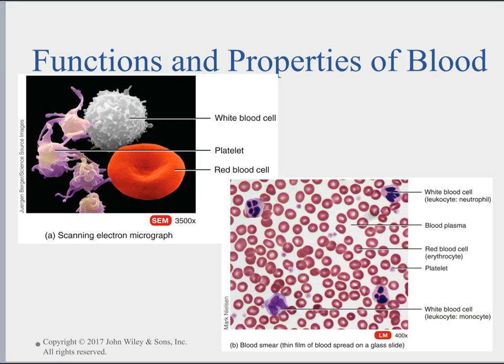We can look at a scanning electron micrograph or even a histological view of a blood smear. This is something you'll do in lab to understand how these cells look different. If we look up at a SEM, our scanning electron micrograph, we have a white blood cell, a platelet, here in purple, and a biconcave disc, an erythrocyte, a red blood cell.